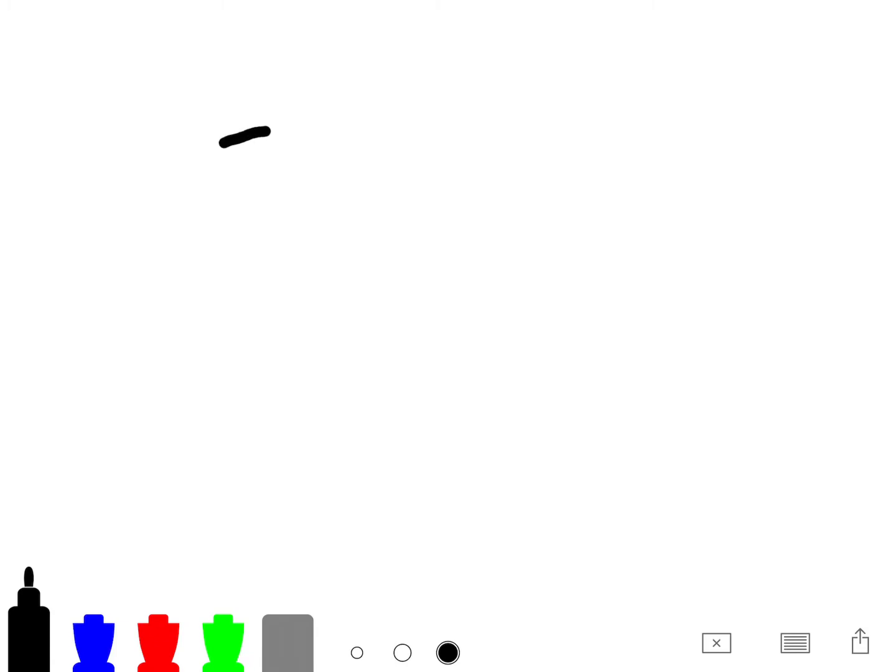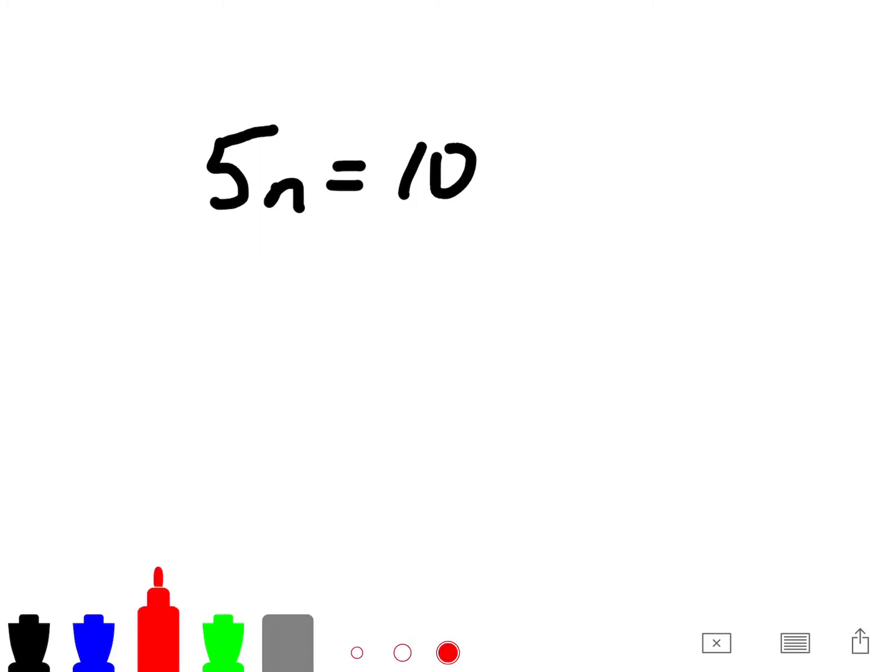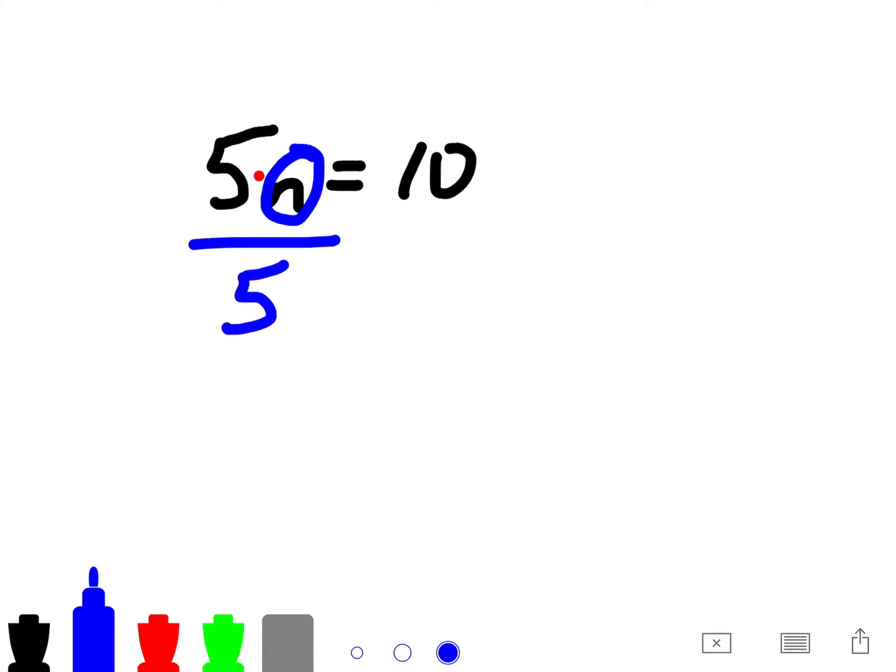So let's say I've got 5n equals 10. What I recognize is that between the 5 and the n, there's multiplication happening. And so I need to undo that multiplication because I'm trying to isolate my variable, which is my n right now. So what's the opposite of timesing by 5? Well, it's going to be dividing by 5. Because what this does is this reduces the other 5. Both of those, we say it cancels out, but it becomes a 1, and 1 times n is just n.